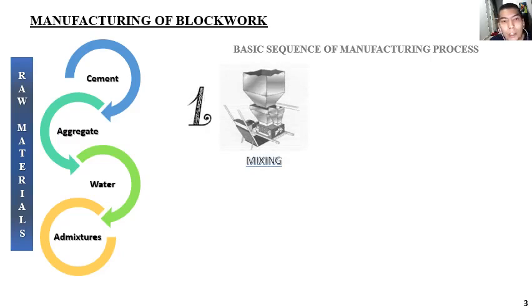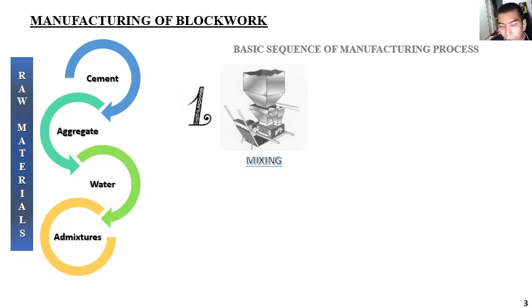After that, the first process that we have to carry out is to mix all these materials. In this example we are using machines. Later, after this video, I'm going to attach one more video to show you the manufacturing process of the blockwork using machine. But in some manufacturing companies in Malaysia, they mix it manually, because they don't want to spend much money on buying equipment.